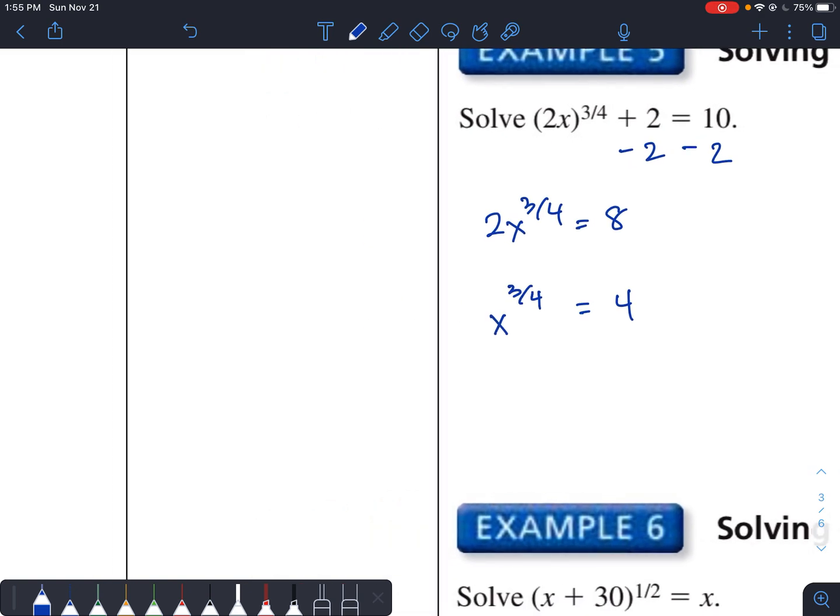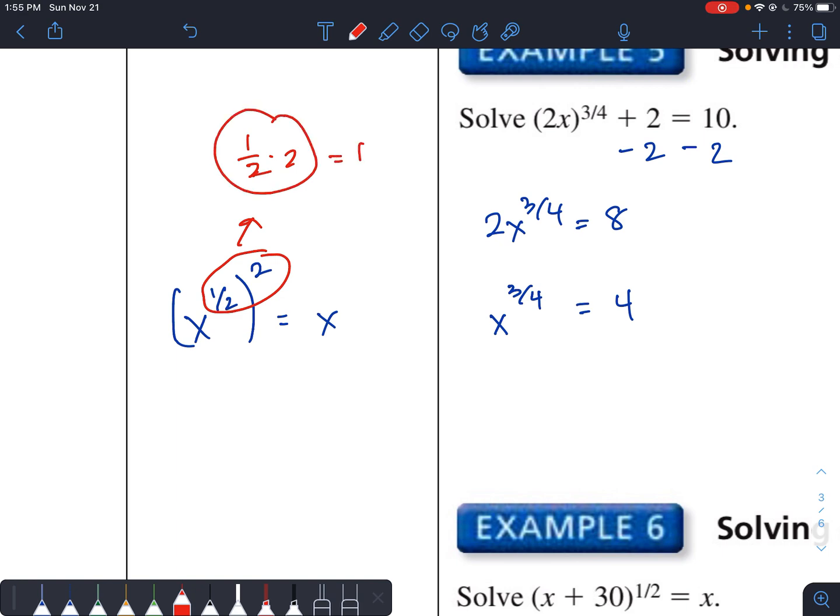So if we think back to our rules about exponents, I know that x to the 1/2 power raised to the 2nd power is equal to x. Because here, I multiply the exponents, but 1/2 times 2, its reciprocal, is equal to 1. Which is why the product simplifies to be x to the 1st power. So it's the same kind of concept.